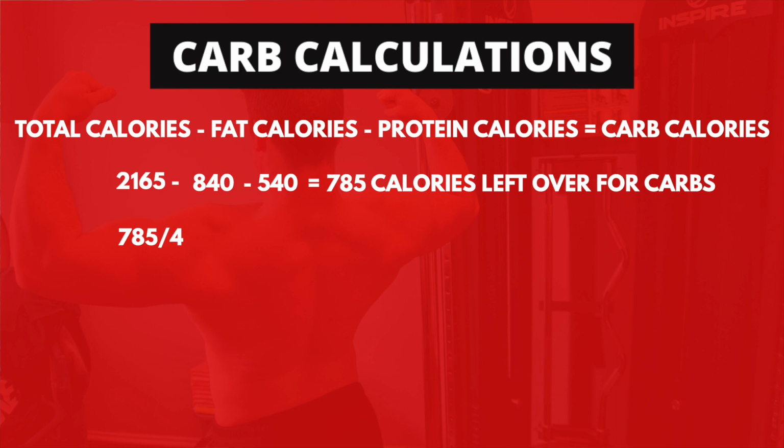We divide by 4 because there's 4 calories in 1 gram of carbs, and that's gonna give us 196 grams of carbs for me personally, my example, to eat. Okay, so you take your total daily calories minus the amount of calories coming from protein, minus the amount of calories coming from fats. You're gonna be left over with the amount of calories that are gonna come from carbs to fit your daily caloric intake.